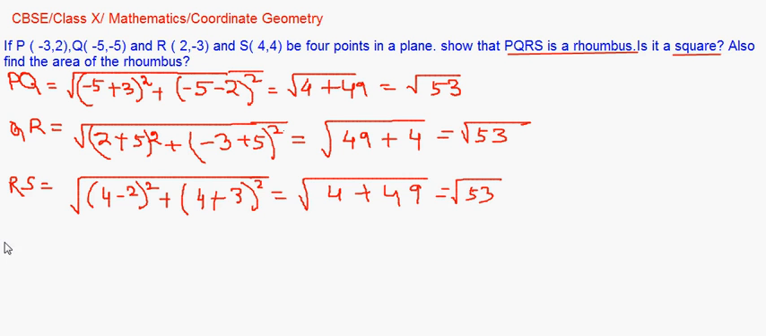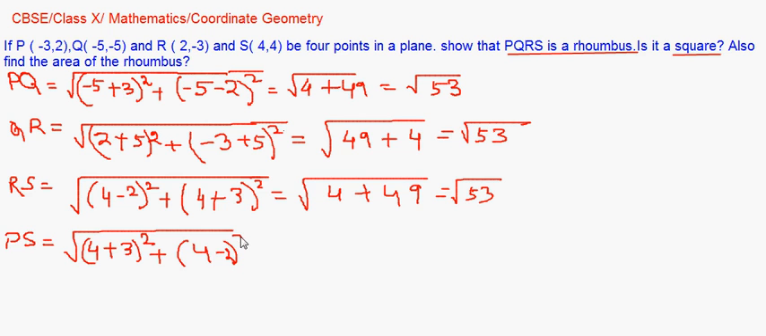which is the distance between PS. Careful with PS. So it is 4 minus of minus 3, that's giving me 4 plus 3 whole square, plus 4 minus 2 whole square. That's again 7 square, which is 49, plus 2 square, that is 4. So that's giving me root 53.